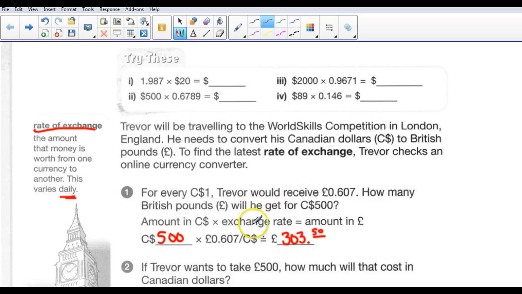So the amount in Canadian dollars times the exchange rate is equal to the amount in pounds. So $500 times 0.607 gives us an amount of 303.5 British pounds.